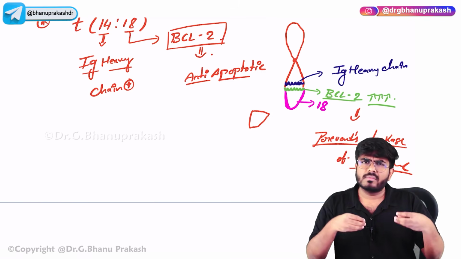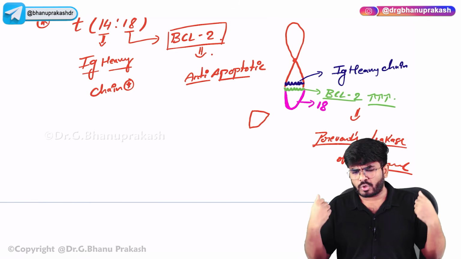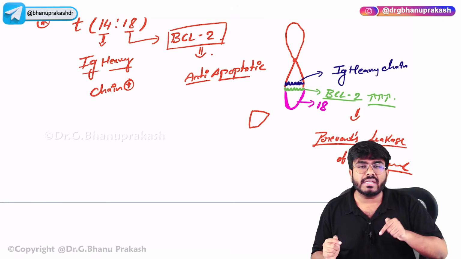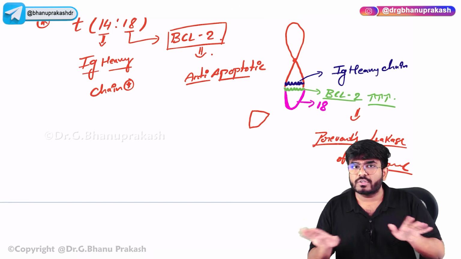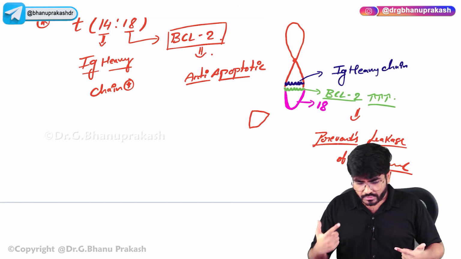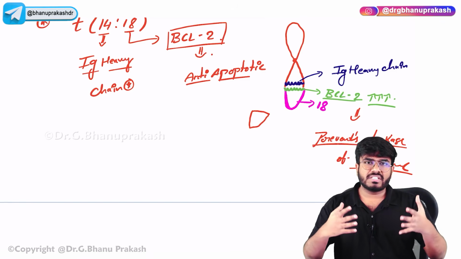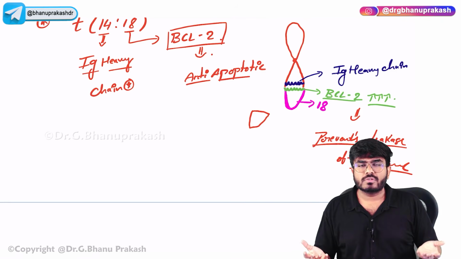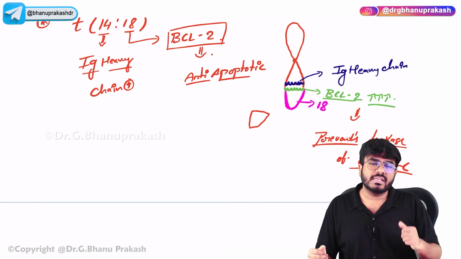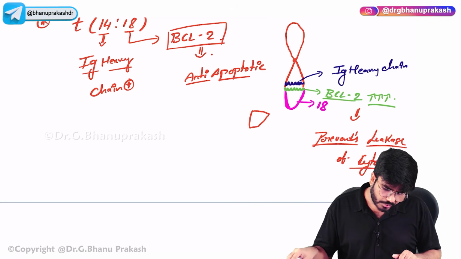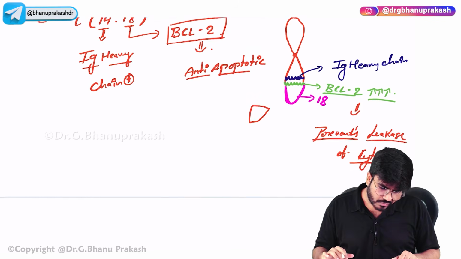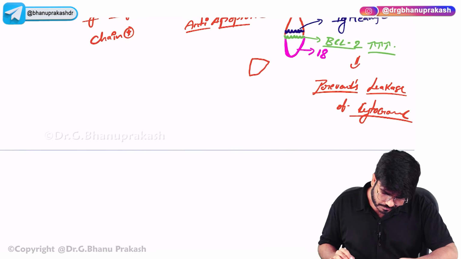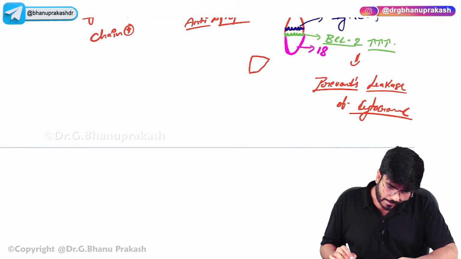So in the lymph node, many B cells keep on dying, and that's good. But because of this 14-18 translocation, the B cells are not going to die. They are going to continuously stay in that place and form the follicles. So the lymph node is going to get enlarged, follicular lymphoma. The only point I want you to know is that the patients have translocation 14-18, with overexpression of BCL2, which inhibits apoptosis.